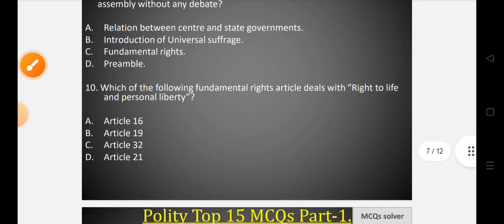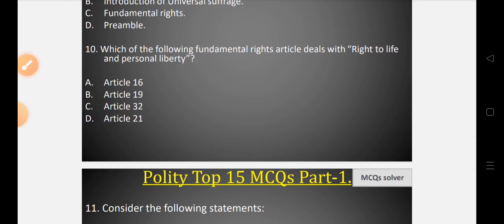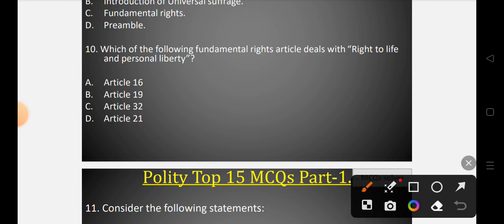Now question number 10. Which of the following fundamental rights article deals with right to life and personal liberty? The options are option A, Article 16, option B, Article 19, option C, Article 32, or option D, Article 21. So the fundamental rights article which deals with right to life and personal liberty, the correct option is option number D, that is Article 21 is the correct option.